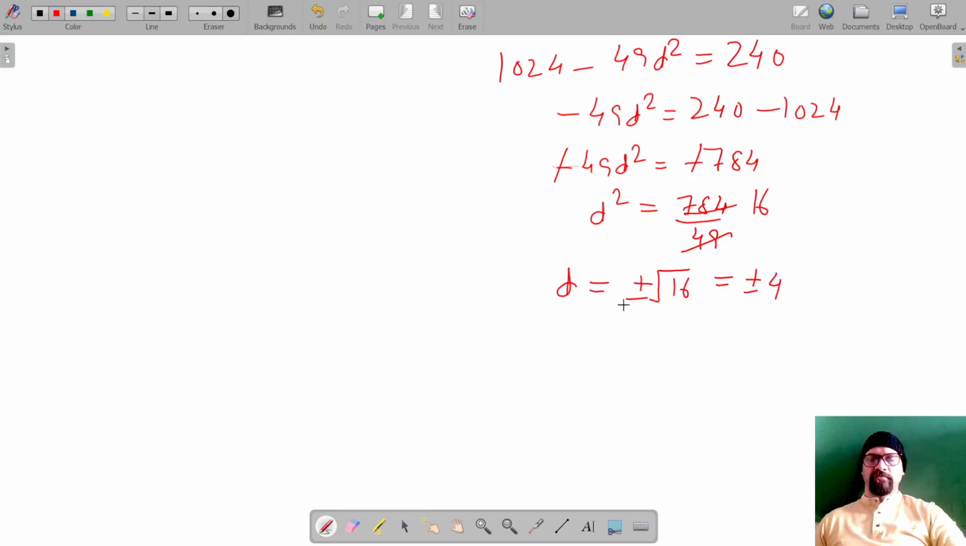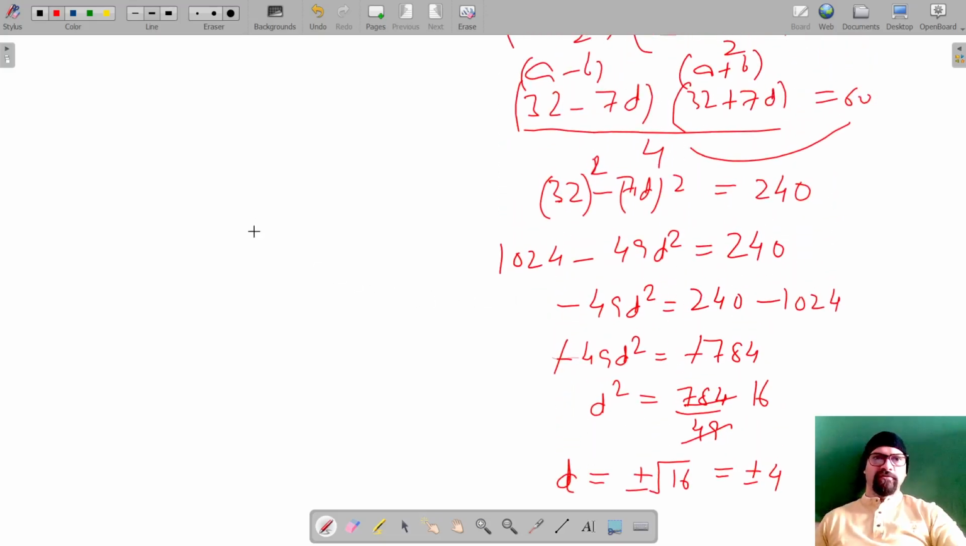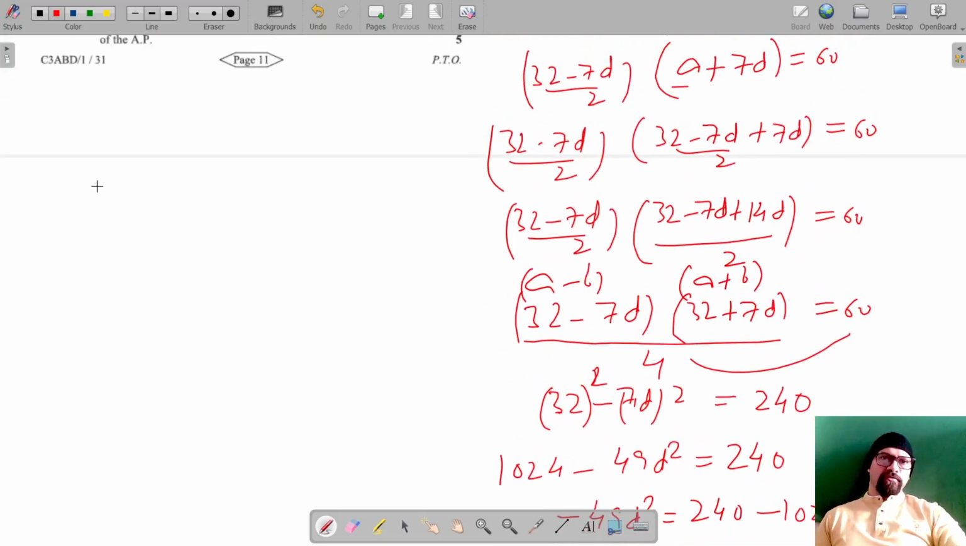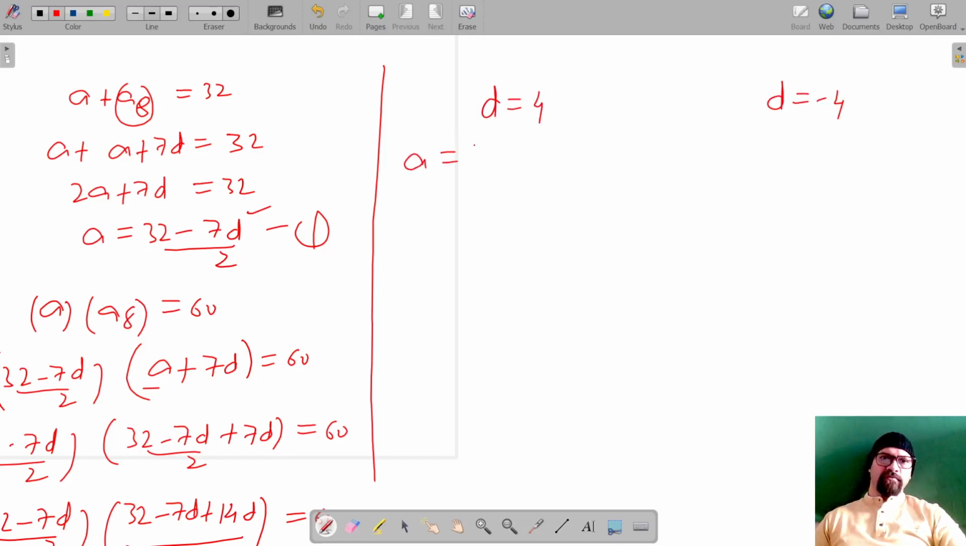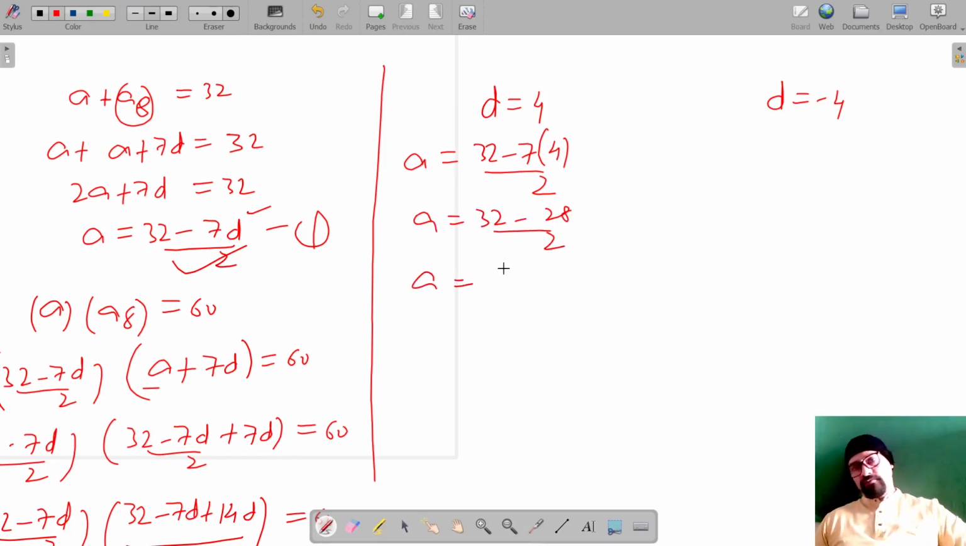So we have two values for D. So D is equal to plus minus 4. Okay, so let's get the value of A. When D is equal to 4 and D is equal to minus 4, we have two values of D. So when D is equal to 4, A is equal to 32 minus 7 into 4 by 2. So A is equal to 32 minus 28 by 2, which is 4 by 2, equal to 2.